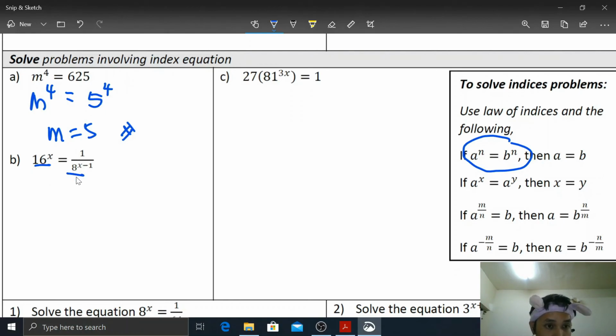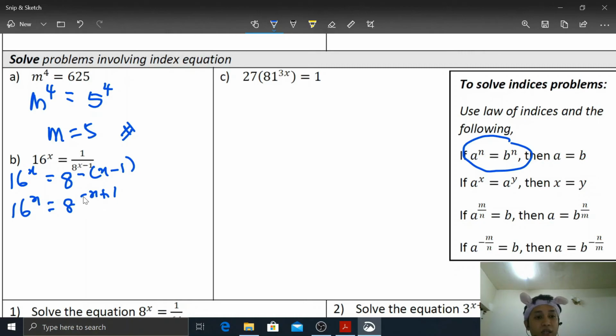If you see here, the base number is different. When the base number is different, we cannot calculate. We have to make it the same. But before I make it the same, I need to change first. So I'm going to write it like this: 8 to the power of minus x minus 1, and 16 to the power of x equals 8 to the power of minus x plus 1. If I don't want to write it this way, the easier way is that it is also equivalent to 1 minus x.